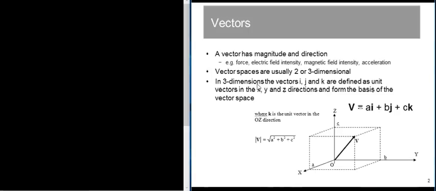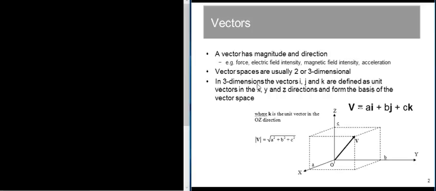So this tutorial is about vector fields, and when we're talking about vector fields we are looking at a vector. Just to remind you, a vector is something that has magnitude and direction, as opposed to a scalar such as perhaps temperature, which just has a magnitude but has no direction.